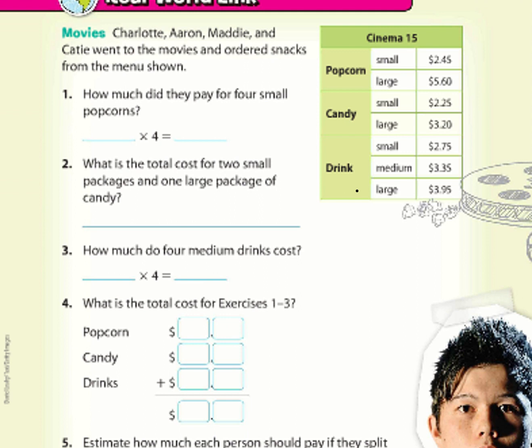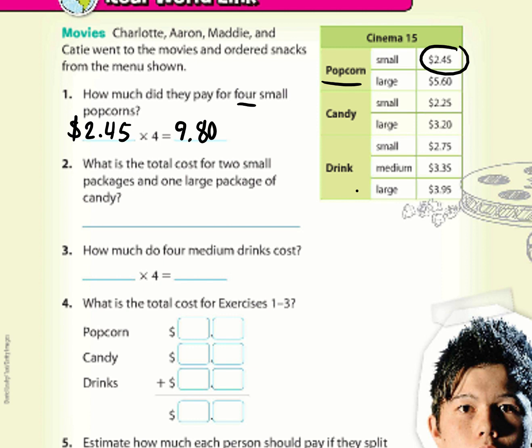This is Charlotte, Aaron, Maddie, and Katie went through the movies and ordered snacks from the menu shown. How much did they pay for 4 small popcorns? So we're going to look at popcorns, and the small price is $2.45. Since there's 4 people, we're getting 4 of them, and it says they paid for 4. So that's why we're multiplying by 4. So we have $2.45 times 4. It's going to be $9.80.